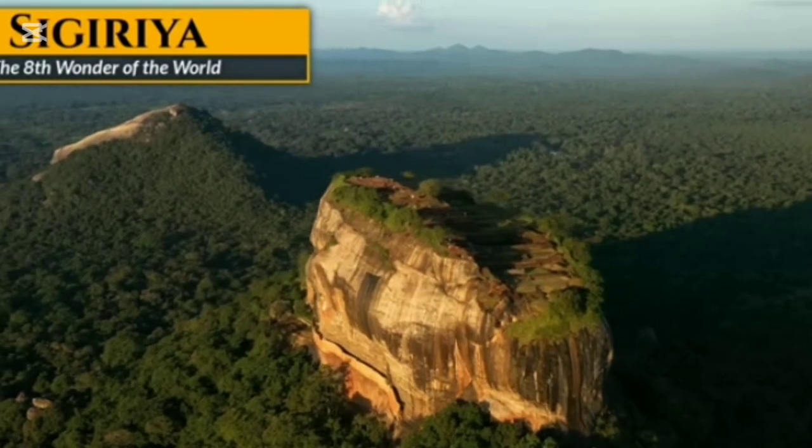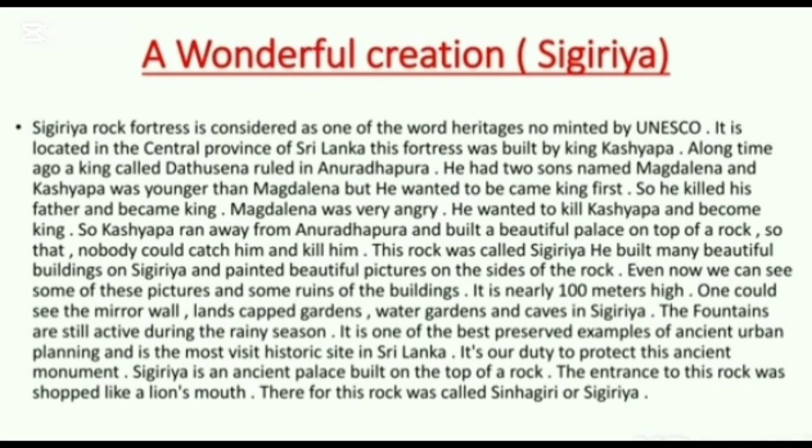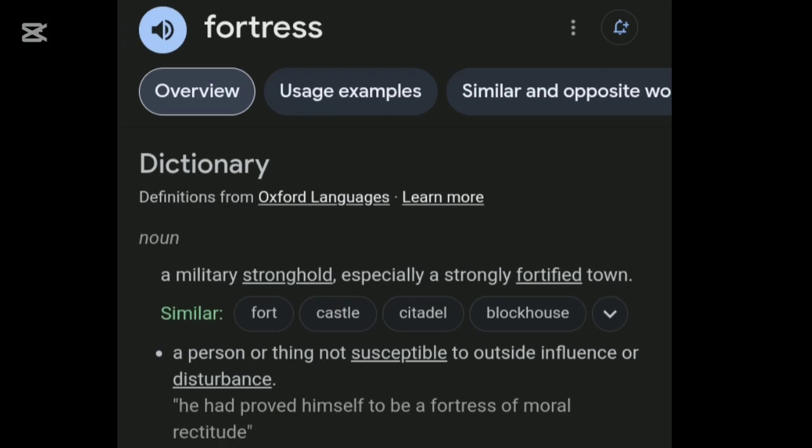So I chose a paragraph, a wonderful creation, Sigiriya. Sigiriya Rock Fortress is... Do you know the word fortress? Okay, let me explain. Fortress. In Tamil we say kotte. This is a noun. A noun is the name of a person, an animal, a place or a thing. And the meaning of fortress is a military stronghold, especially a strongly fortified town, or a person or thing not susceptible to outside influence or disturbance.